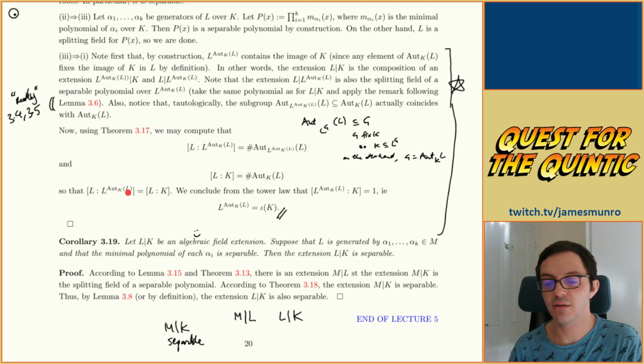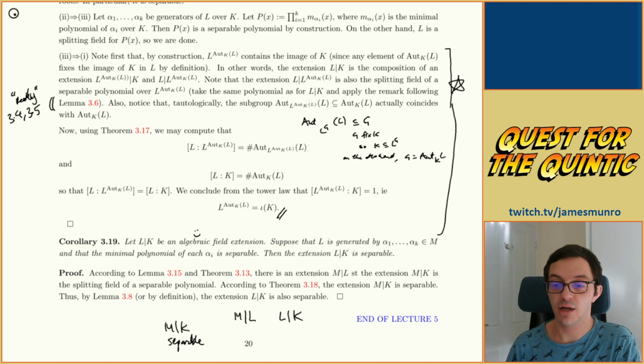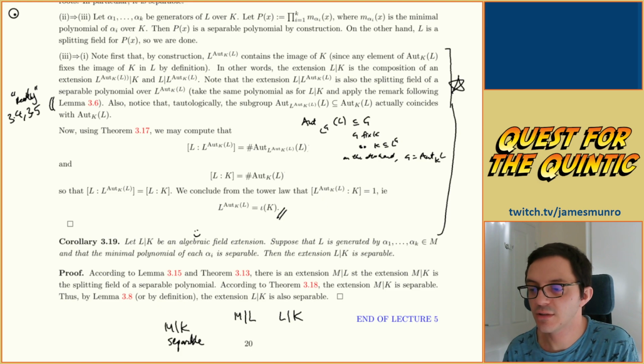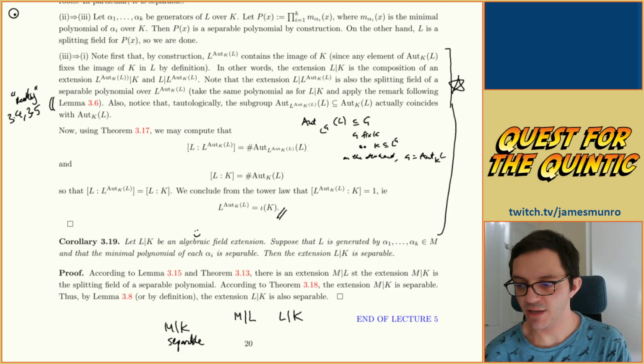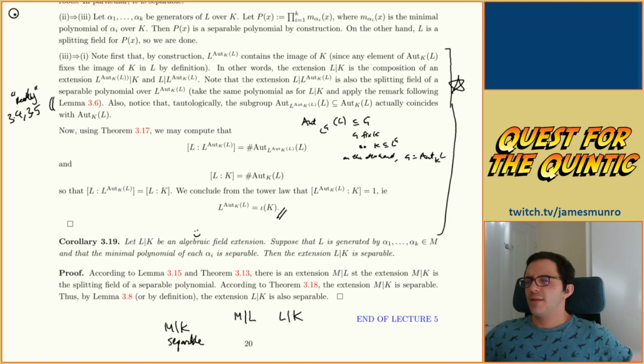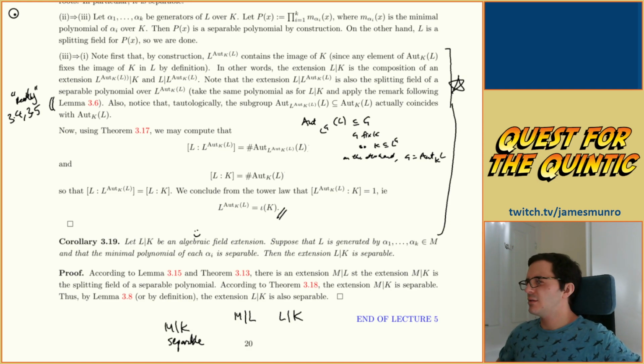And that says that, the Tower law, gosh. I really do want to call this M or something. M is intermediate, so M over K has size 1. Right, Tower law. So the dimension of M over K is 1, so M is actually equal to K.